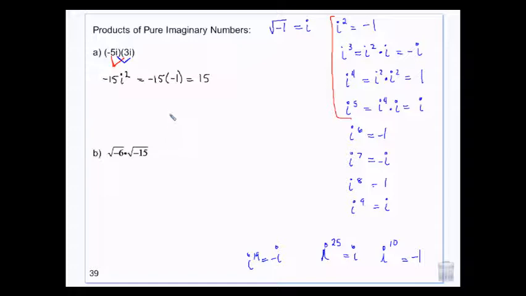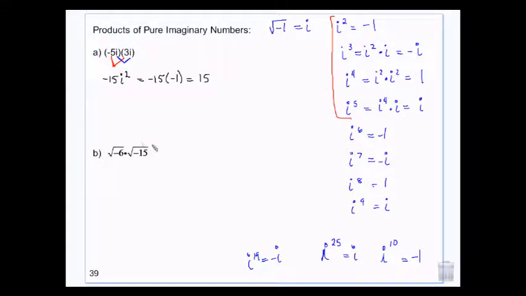You never want to leave exponents on your i's. You can have an i by itself, but you never leave exponents on them. So you need to go through this to find it if it's more than just 1.